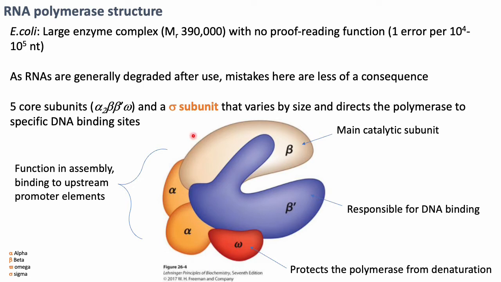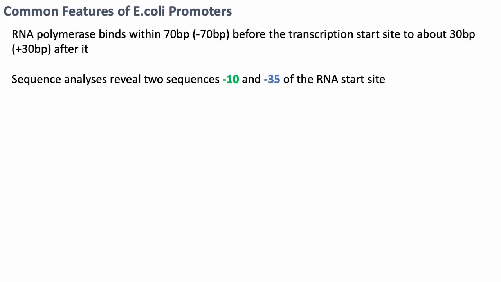The other subunit, which is called the sigma subunit, is buried inside this complex, varies by size, and helps to direct the polymerase to specific DNA binding sites. There are some common features of E. coli promoters. The RNA polymerase binds within a region from minus 70 base pairs, which is before the transcription start site, to about plus 30 base pairs after it. So minus 70 base pairs is before the start site, and then 30 is after.